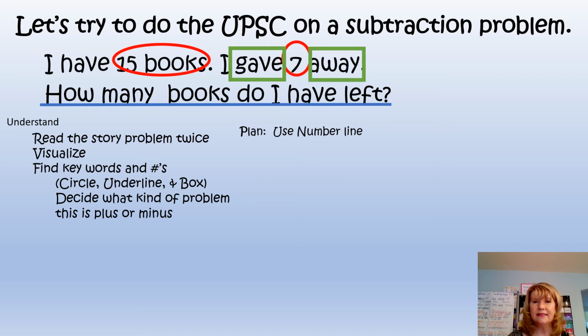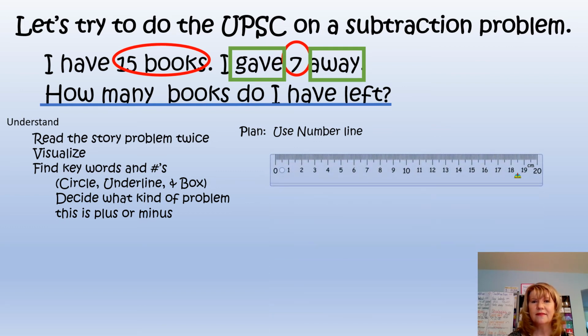My plan is to use a number line. Oh, I couldn't find a number line, but I had a ruler handy, so I'm going to use a ruler in place of a number line. It works the same way. I started on 15. I counted back 7. I landed on 8. Now I need to solve the problem. That's writing your equation. 15 minus 7 equals 8.